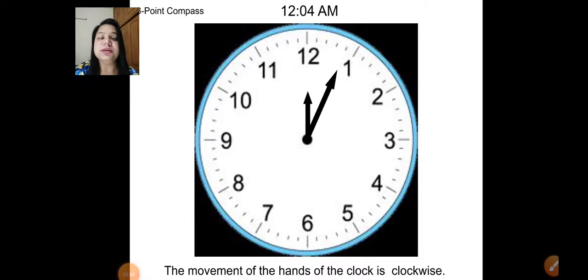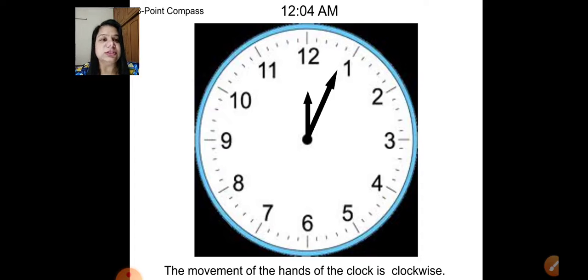And today students we are going to start with chapter number 5. Okay. So first of all we will learn about the directions. So in front of you what is here? It is a clock. So first of all we will learn about the movement of hands of a clock.